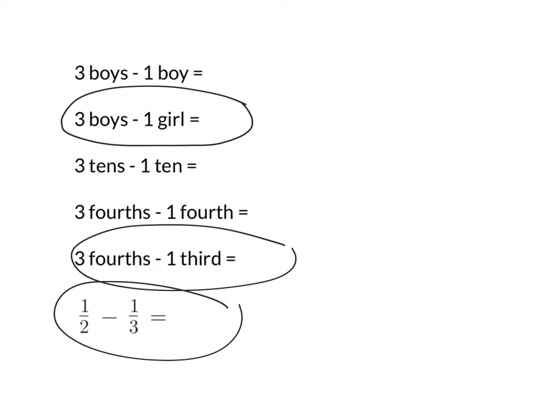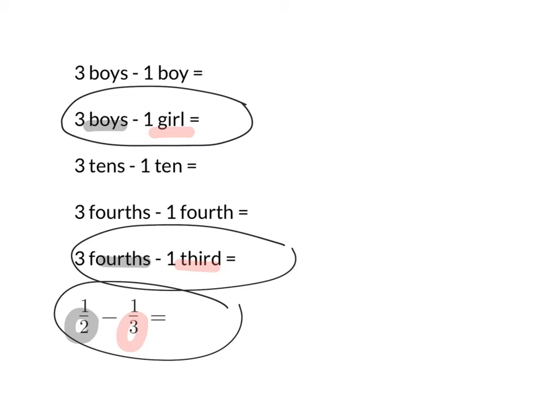What do all the math sentences have in common that are circled? We can't solve them. Why can we not solve them as they are? Well, because they have different units. You'll notice that first the unit was boys, then it's girls, right? Or the unit was fourths, then it's thirds. What is the unit down here? Halves, and then thirds. So whenever we have unlike units, we cannot solve it right away.